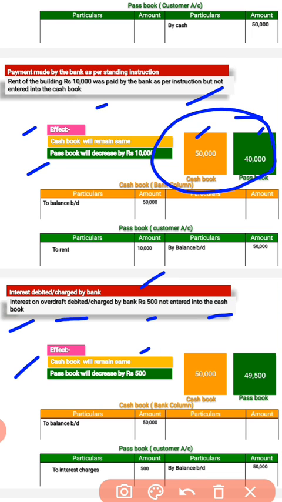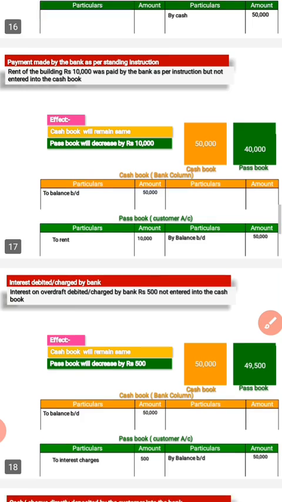Cash book remains same, but passbook will decrease by 500. You can see there is the same balance in the cash book 50,000, but our passbook is decreased by 500, and the remaining balance is 49,500. This is another reason of difference between cash book and bank statement.